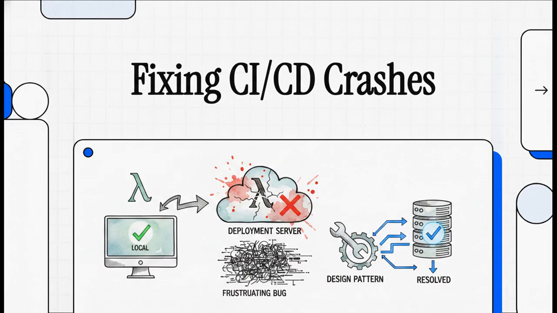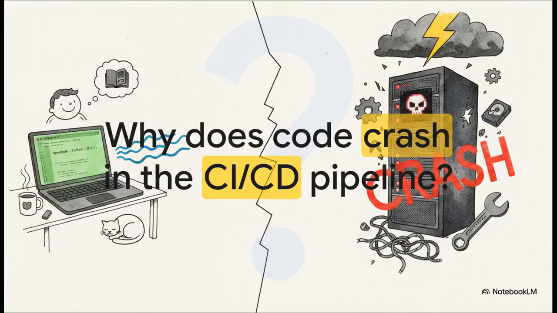We are going to tackle something I know we've all faced at least once, a developer's absolute worst nightmare. You know the one? A bug that runs flawlessly on your local machine, but literally crashes the very second it hits your deployment server. We'll see exactly how applying a classic software design pattern fixes this whole situation elegantly and completely. The code works perfectly on your machine, so why does it crash in the CI/CD pipeline?